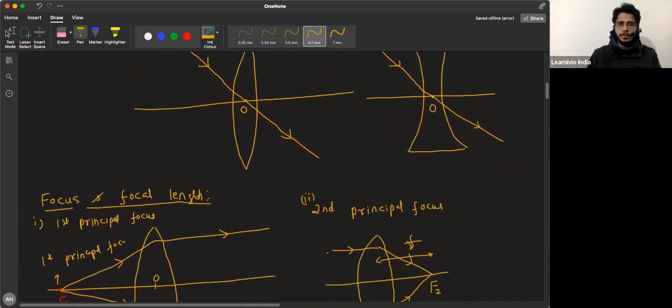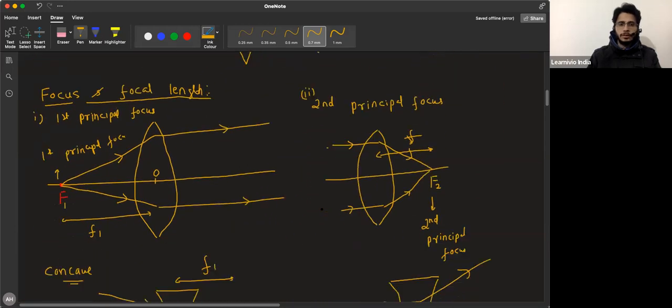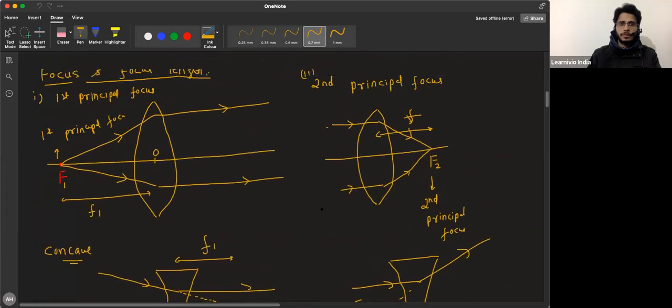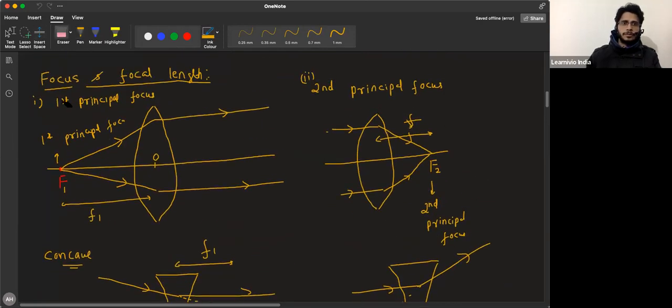The next is focus and focal length. So I should draw it. Should draw it again.